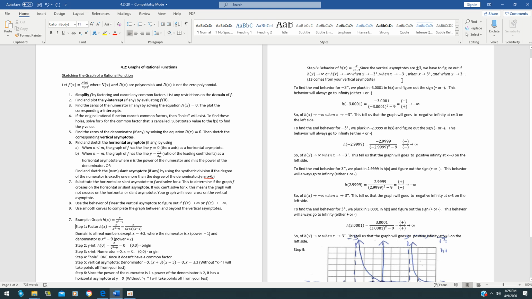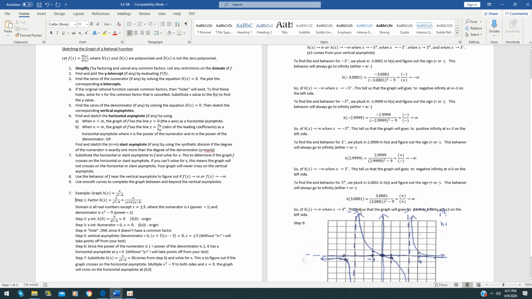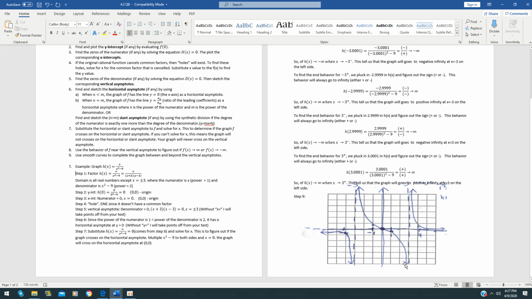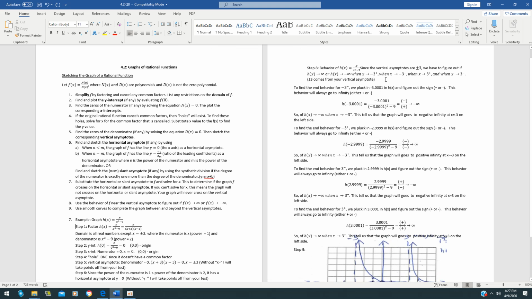So you want to figure out if this function h of x is positive or negative infinity. Positive infinity means that it goes up like this. Negative infinity means that it goes down like that. So how do we figure it out? This time you have to do 4 cases because you have two vertical asymptotes. So one is negative 3 plus, one is negative 3 minus, one is 3 plus, and one is 3 minus. Because this time you have two vertical asymptotes, you have to perform all 4 of these.